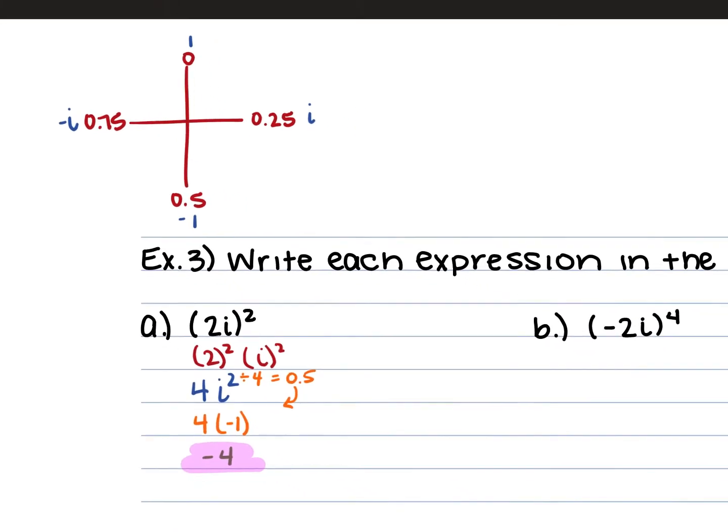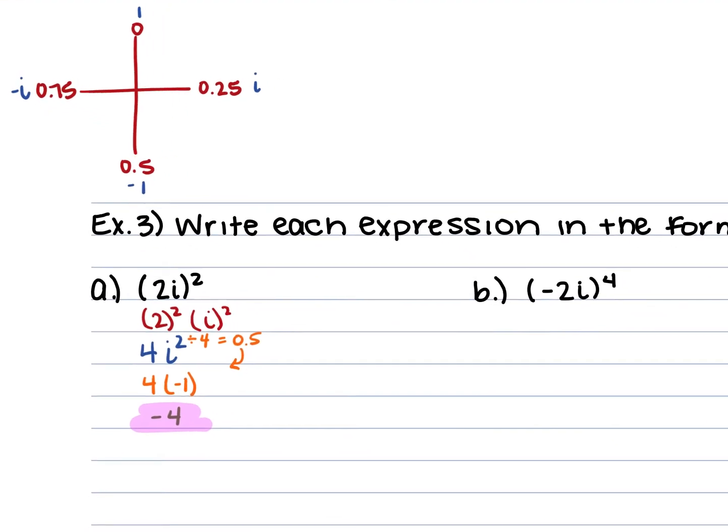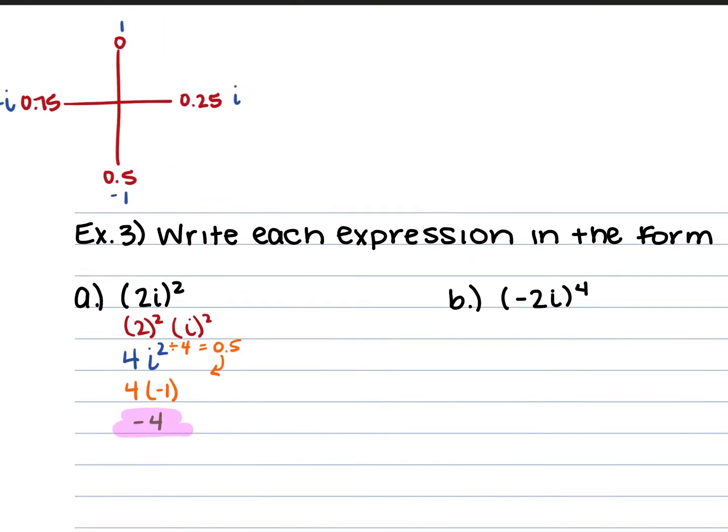So this little table that I just drew for you with your 0, your 0.25, your 0.5, and your 0.75, 0 equaling 1, 0.25 equaling i, 0.5 equaling negative 1, and 0.75 equaling negative i is just an easier way, or like a cheat, for you to get to your final solution in a simpler way.